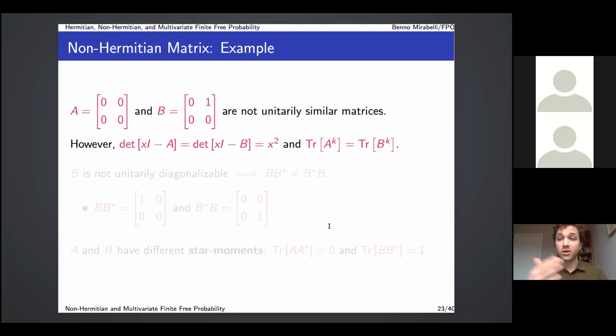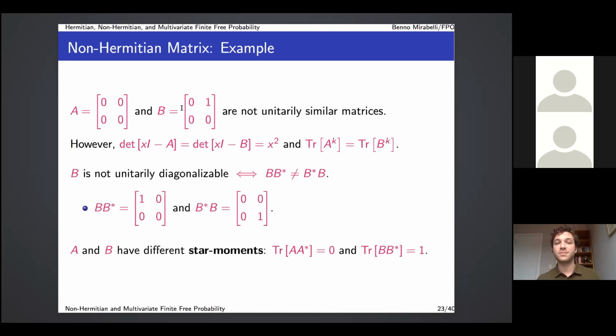So let's just look at what happens for non-Hermitian matrices. Here I have two matrices, A and B, that are not unitarily similar. This is clear because any unitary transformation on the matrix A will just give me back the all zeros matrix, which is clearly not equal to this matrix B. And yet, even though they're not unitarily similar, they have the same eigenvalues, the same characteristic polynomial, and therefore all their moments are equal. So our old way of looking at this couldn't tell the difference that these were not unitarily similar matrices.